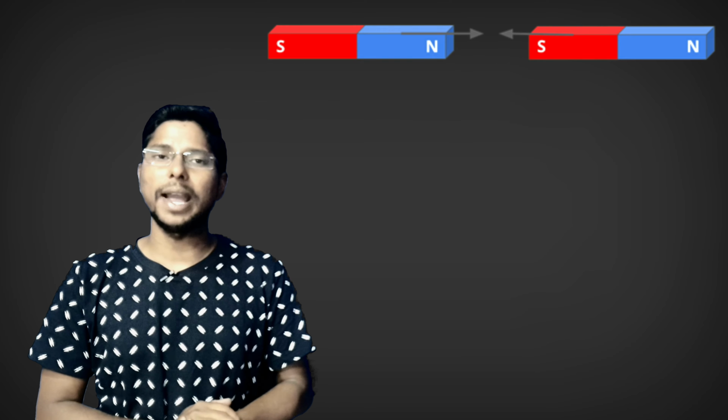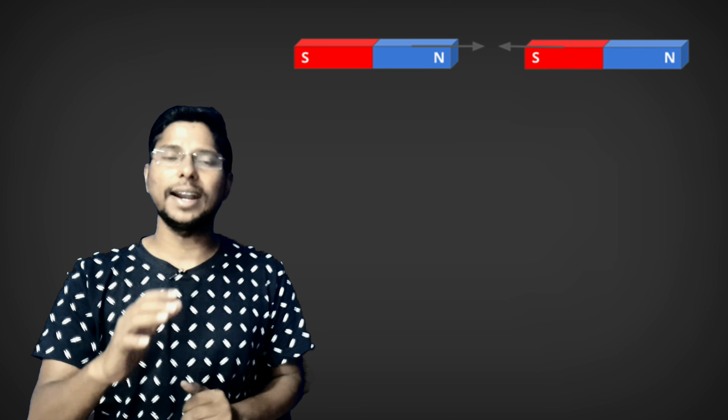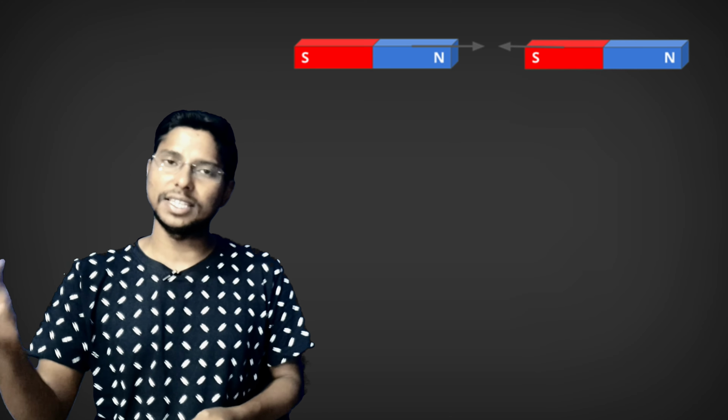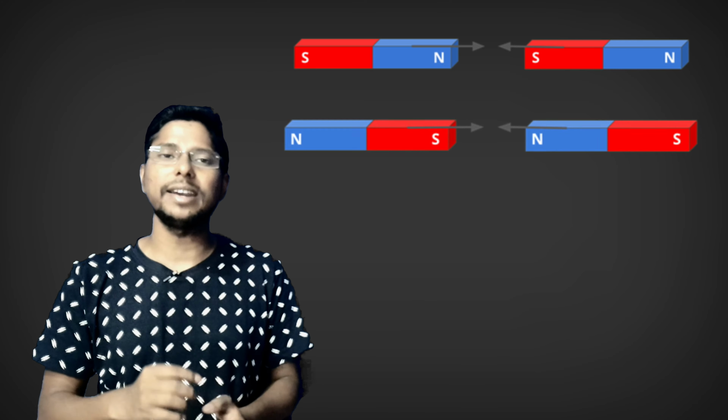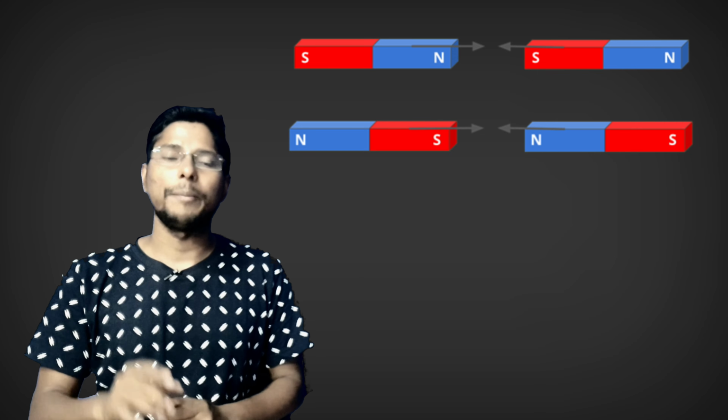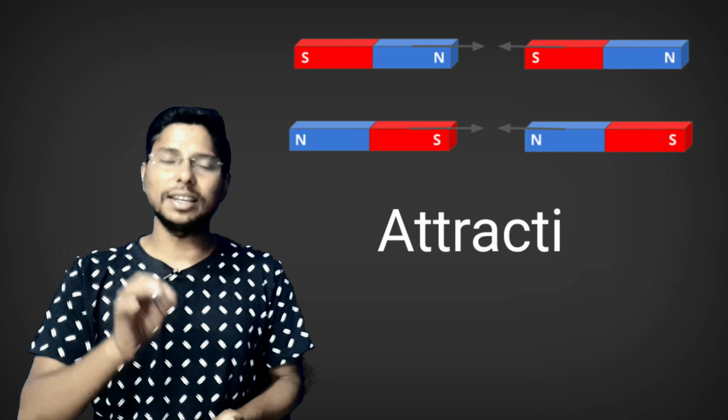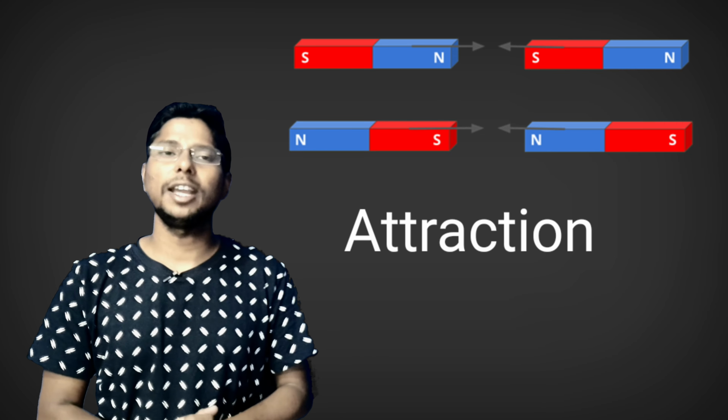Suppose we have two bar magnets. The north pole of a magnet attracts the south pole of another magnet. In the same way, the south pole of a magnet attracts the north pole of another magnet. But remember one thing, this was the case of attraction. What about the case of repulsion?